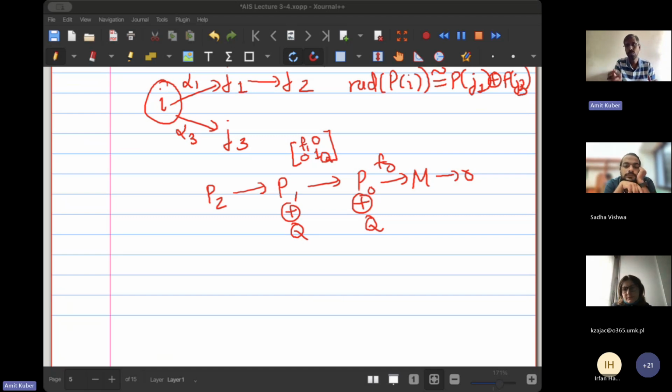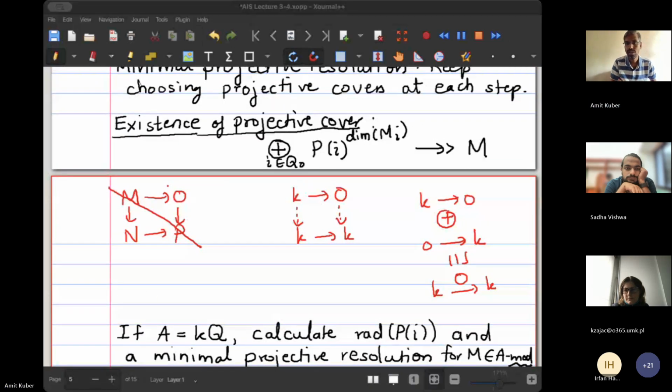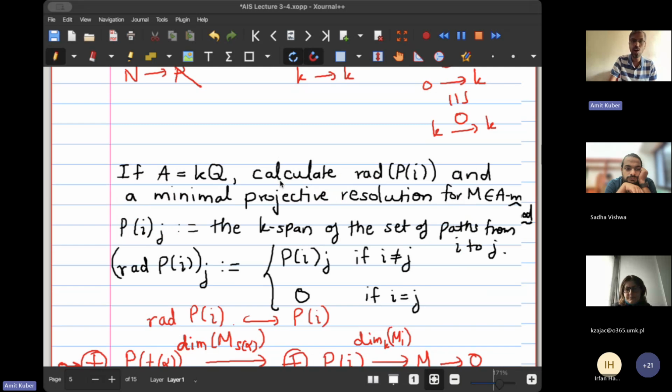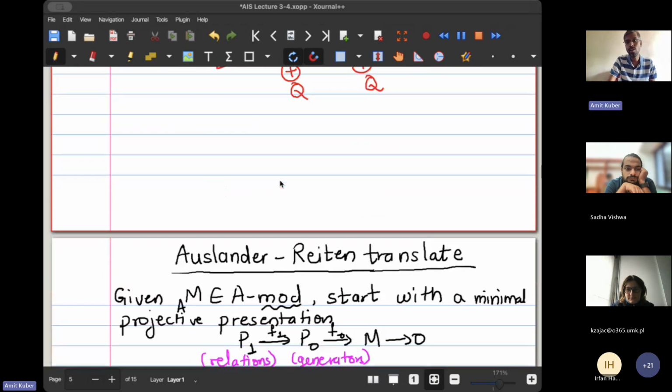So that's why minimal projective resolutions are canonical choices. And moreover, I'm also giving you an explicit choice of a projective cover in the case that A is a finite dimensional bound quiver algebra. This removal of uncertainty is essential, because now we want to try and understand the Auslander-Reiten translate.